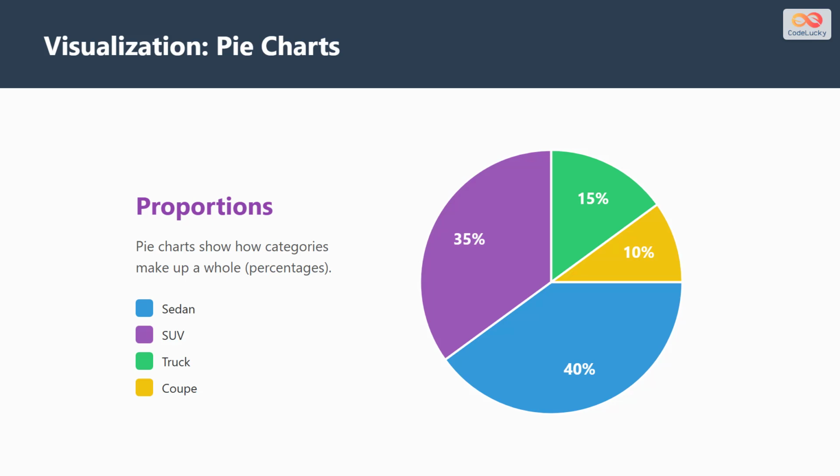Another great tool is the pie chart. This is perfect for showing proportions or percentages of a whole. Here, we can see how different car types break down in a dataset, with sedans making up the largest slice at 40%.